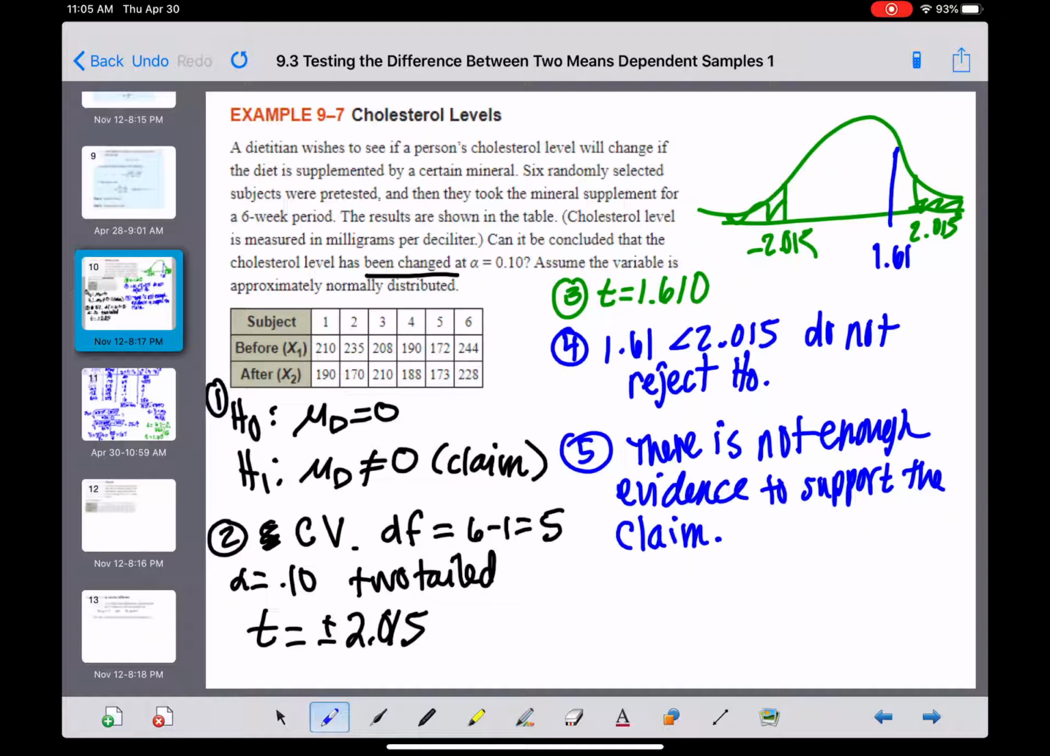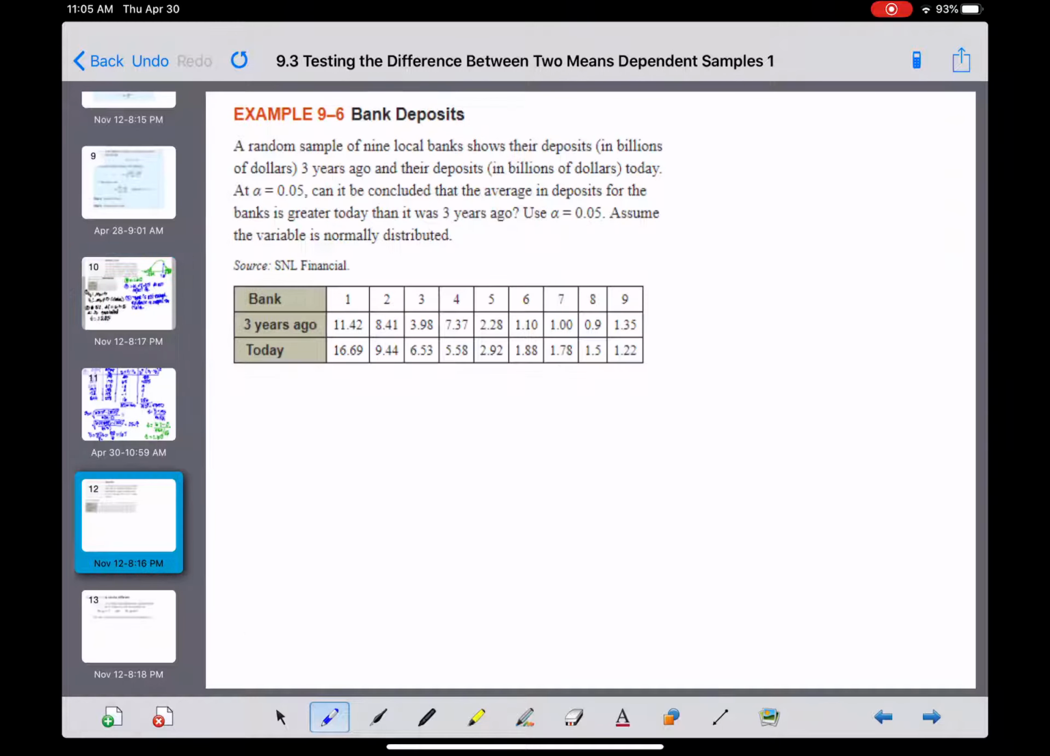So the claim was in our alternative hypothesis. We did not reject H naught, so we don't have enough evidence to support the claim. Okay, so we'll do another example. For this example, I would recommend that you pause the video and do it by yourself first.